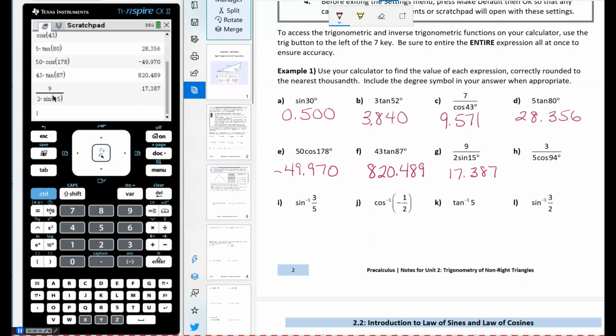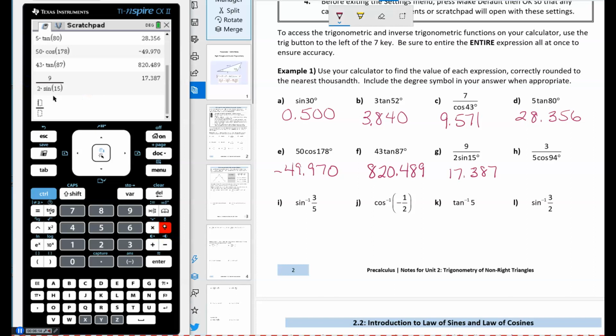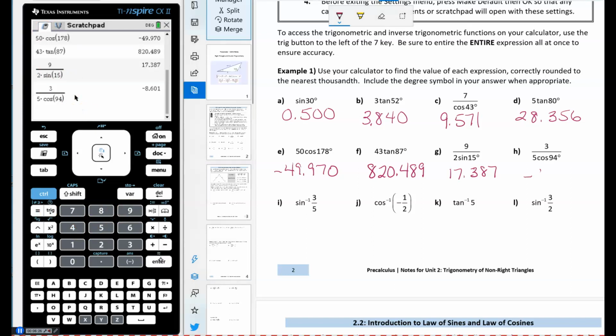All right, last one, control divide for a fraction, and then 3, cursor down to get to the denominator, 5 times the cosine of 94 degrees. And that is negative 8.601. Again, we had an obtuse angle there, right? An angle that would be in quadrant 2. Cosine is negative when we're in quadrant 2.